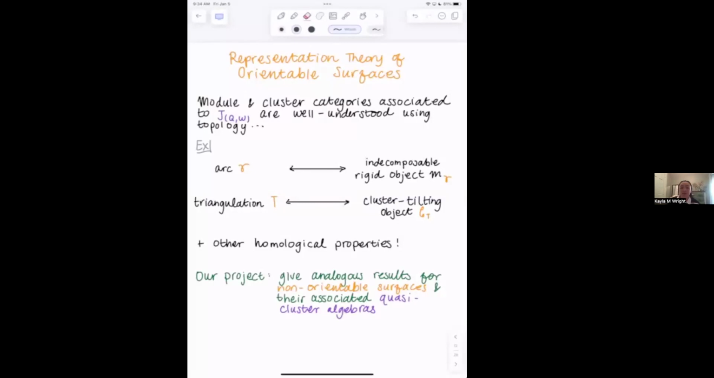I won't have time to define what a quasi-cluster algebra is today, but it's a cluster-like algebra that comes from non-orientable surfaces. It's very similarly defined. You take different arcs and closed curves on the surface, and those generate the algebra, and then you have skein relation type things to generate it. But I'm going to talk about those things now in non-orientable surfaces.